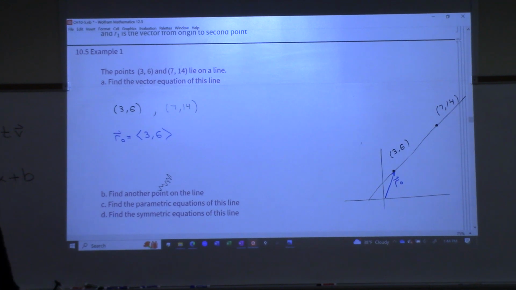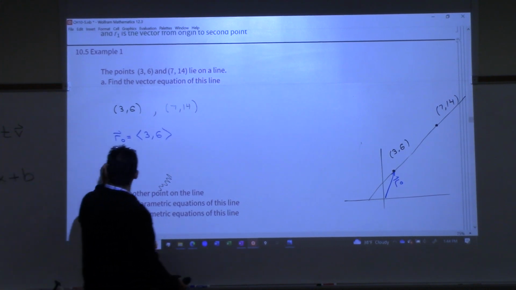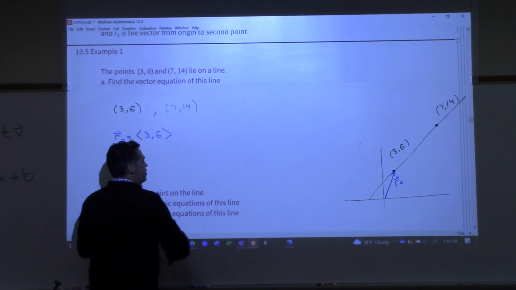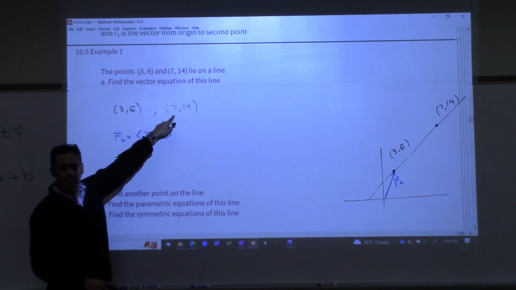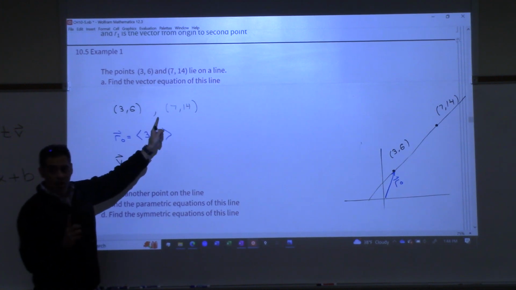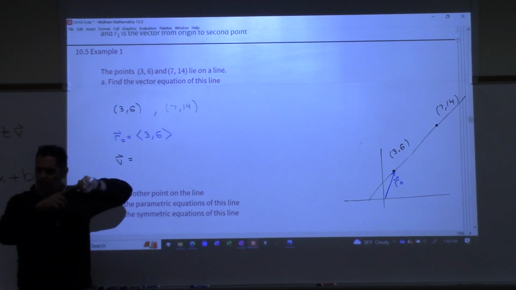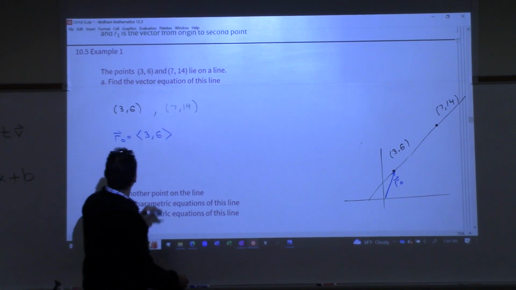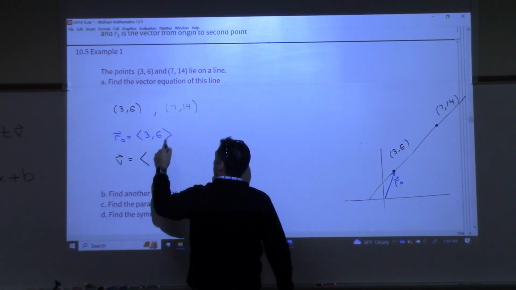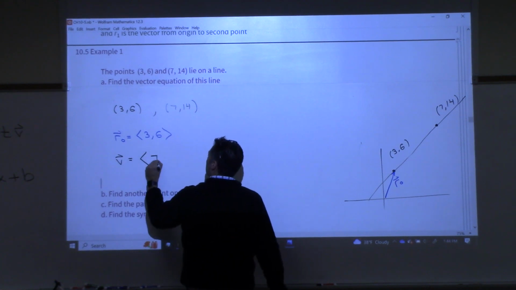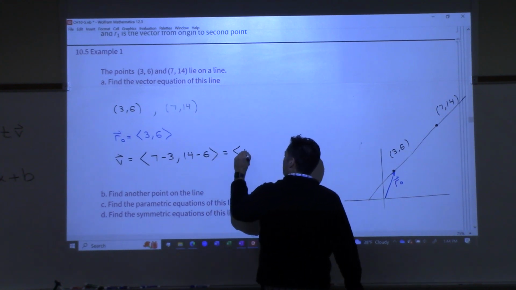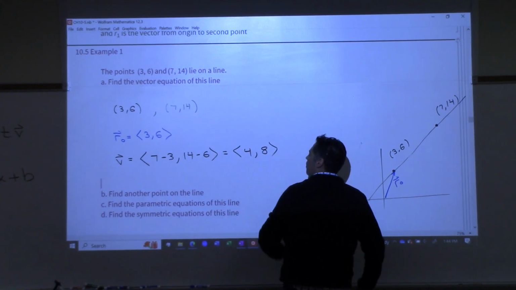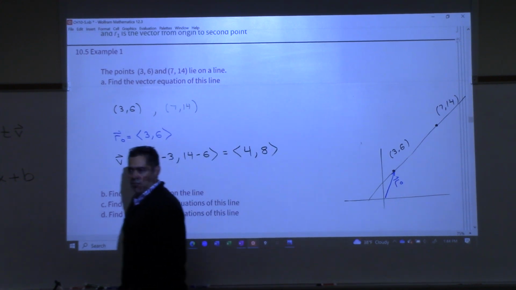The next thing I need to define the vector equation of the line is V. I need the direction vector. To get the direction vector, all I need to do is find the vector that goes from that point to this point, from here to here. You could also go from here to here, but to follow what I showed you visually, I'm going to go from here to here. So I'm going to take the vector that goes from here to here, which would be 7 take away 3, and then 14 take away 6. That's the vector for 8. This is the very important direction vector.